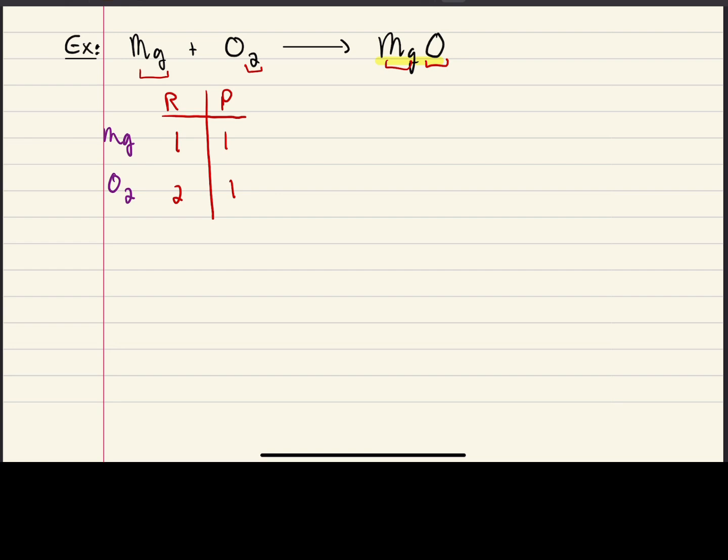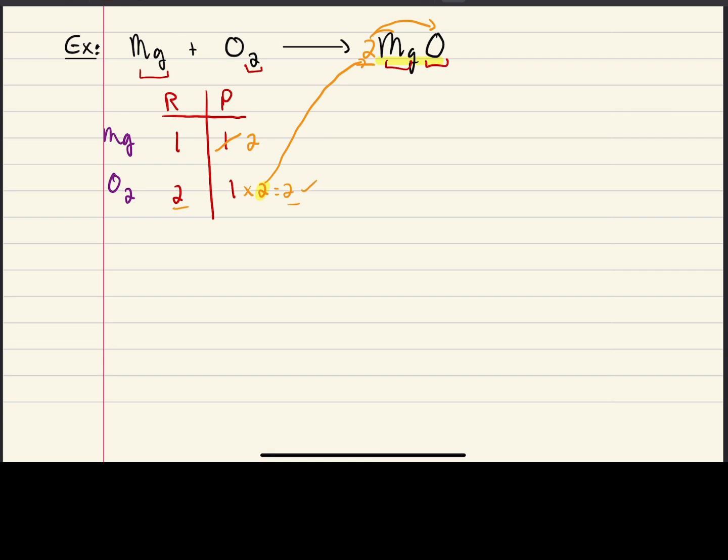Now we can balance these by multiplying the product side by 2, and that would balance these out. That multiplier is going to go in front of the compound as a coefficient, and that means it's going to multiply everything in that compound by 2. So then I would quickly adjust this to be a 2.